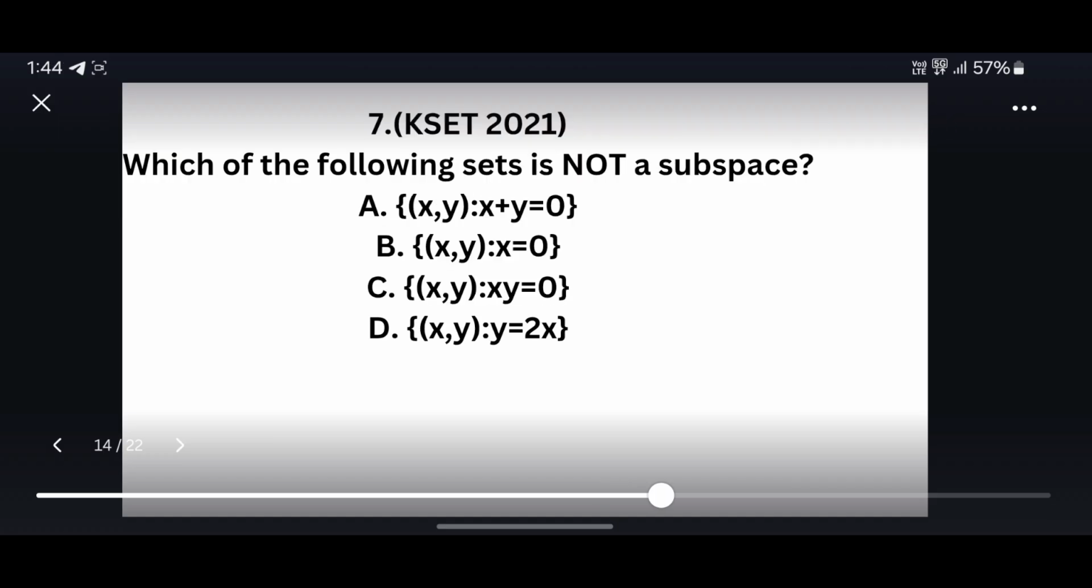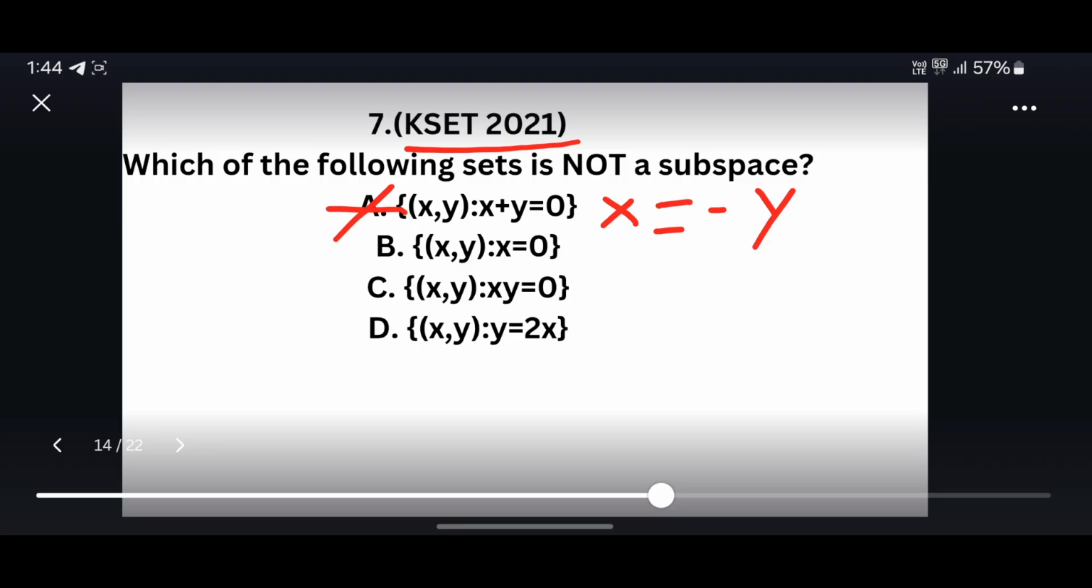So observe the seventh question. This question was asked in KSET 2021: which of the following sets is not a subspace? So first observe the first option, x plus y equal to 0. For a subspace, you want to check three conditions: the zero vector, closure under addition, and closure under scalar multiplication. But here x plus y equal to 0 becomes x equal to minus y, which means a line passing through the origin. A line passing through the origin always satisfies the axioms for a subspace. So this is a subspace.